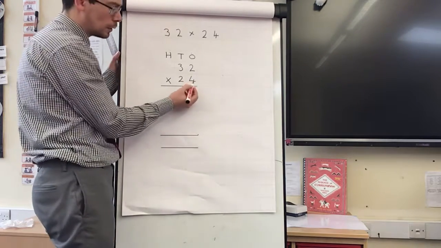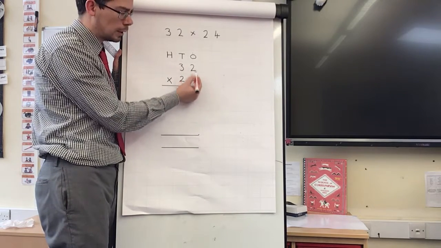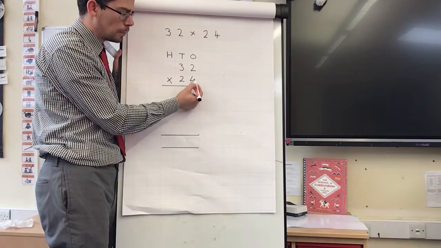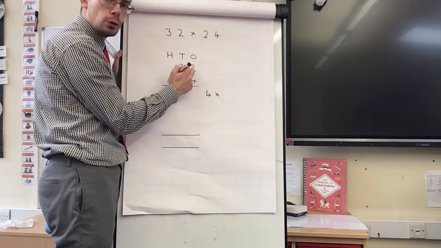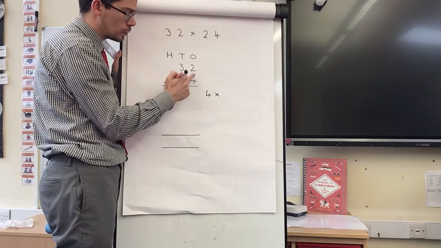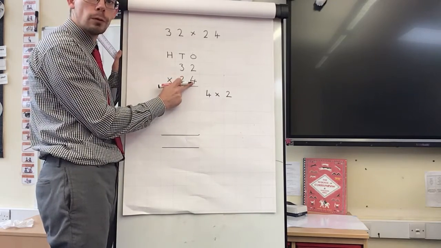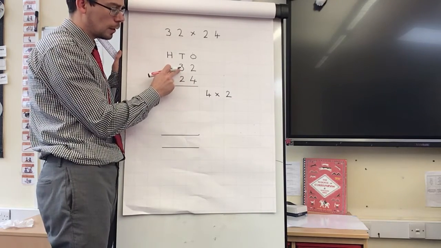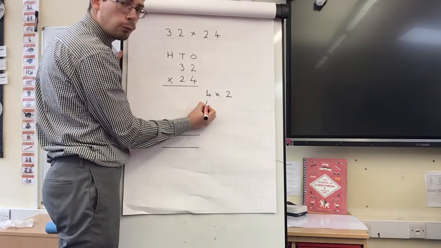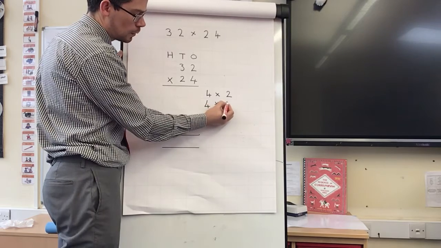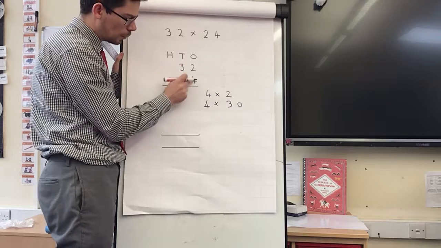So the first thing I do is I look at the number I'm multiplying by. I'm looking at the 4, in the ones column. So I'm going to do 4 times 2 first. I'm going to times my 4 ones by my 2 ones. After that, I'm going to times my 4 by the 30. I remember it's not 3, it's 30. It's 3 tens. So it's 4 times 30. And then I've done my 4 times 32.